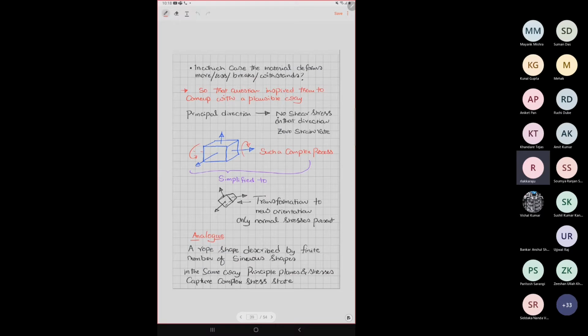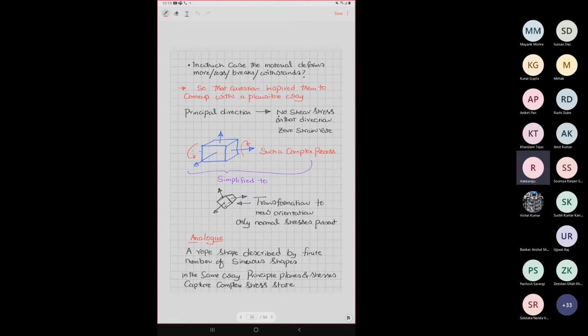Yes, sir. So the whole question is in which case the material deforms, more or less breaks, or withstands. That question inspired them to come up with a plausible way. That's what we call principal directions. On a material, an infinitesimal element or finite element, you apply different kinds of torque, different kinds of forces. Finally, all these things lead to exceeding a certain limit. If it is going to exceed a certain limit, yes, it is going to get deformed.